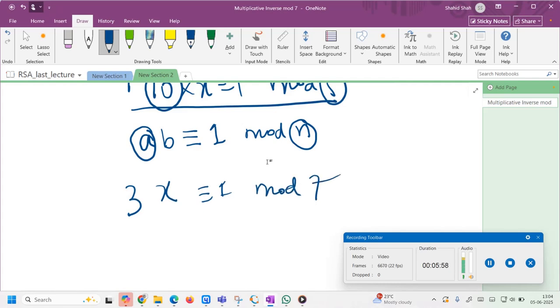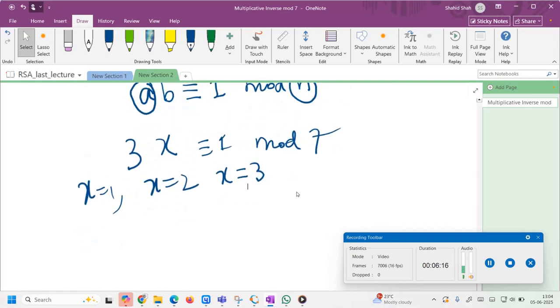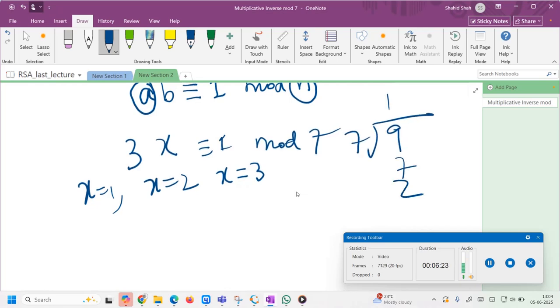Now first of all, 3 and 7 are relatively prime to each other, so this multiplicative inverse will exist. Let's try it iteratively. If x is equal to 1, we cannot do it. If x is equal to 2, again we cannot do it, remainder is 0. If x is equal to 3, then it is 9. And we have to divide by 7, so remainder is 2.